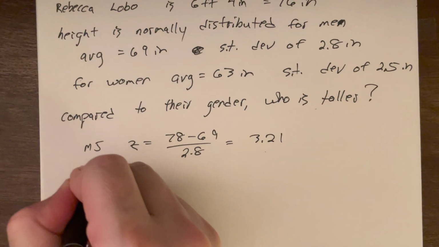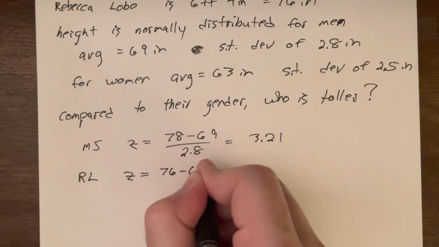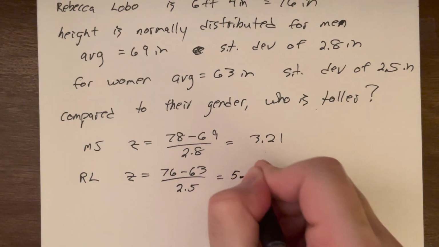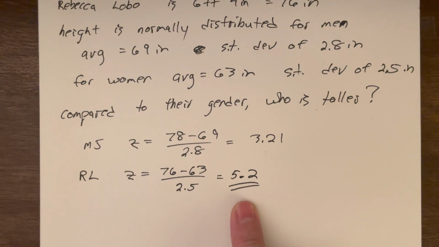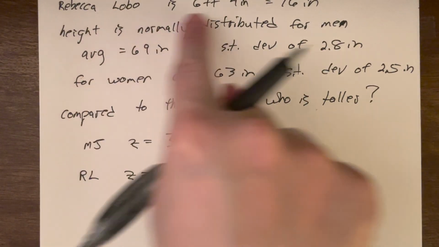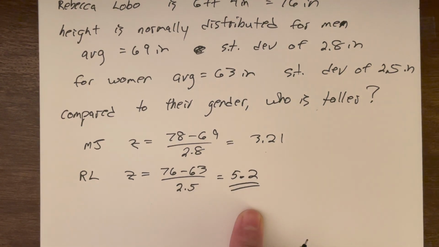But now, when we look at Rebecca Lobo, she is 76 minus 63 over 2.5. We end up getting 5.2. She is very, very tall. That is an extreme z-score. That is pretty, pretty rare. Again, we realize that basketball players are very tall in general. And just a little comparison, a man who is literally taller than this woman, but compared to their gender, she is so much taller in comparison.